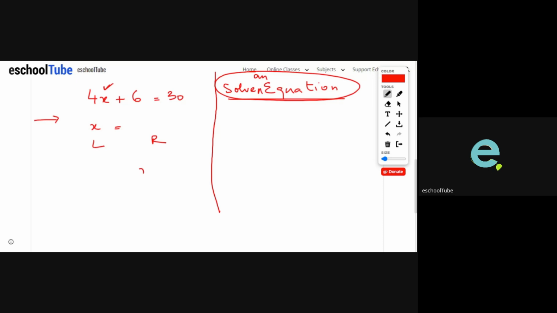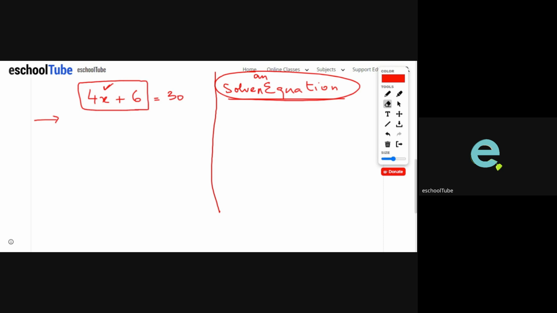It can be like this also: x is equal to some value. So whether x is on the right side or on the left side, it doesn't matter. So what should be the steps? First, you have to see that x is on the left side. In this equation, x is on the left side.